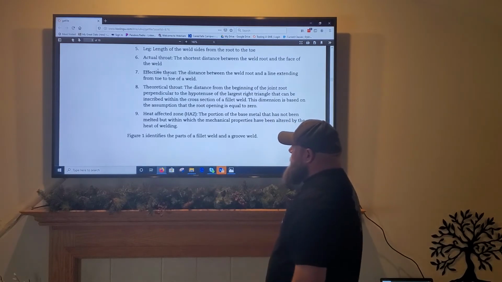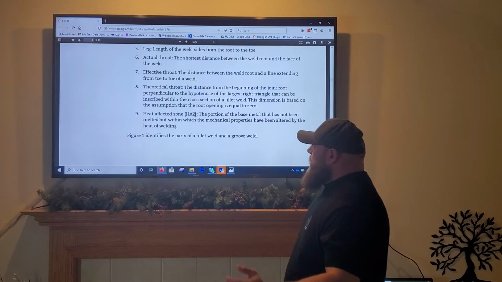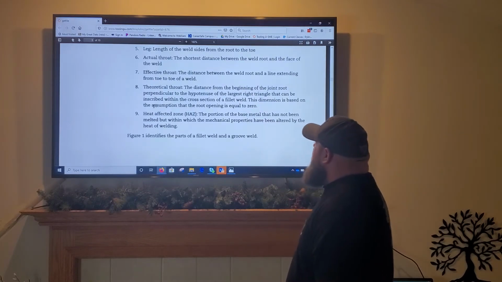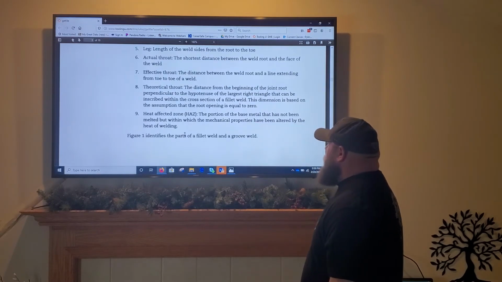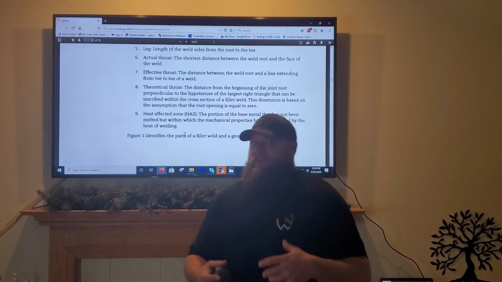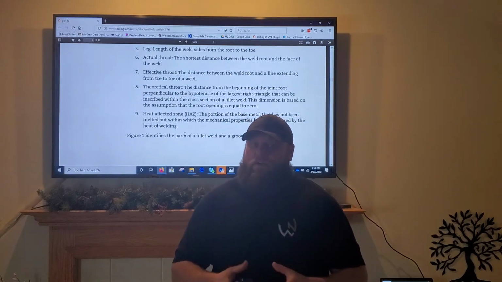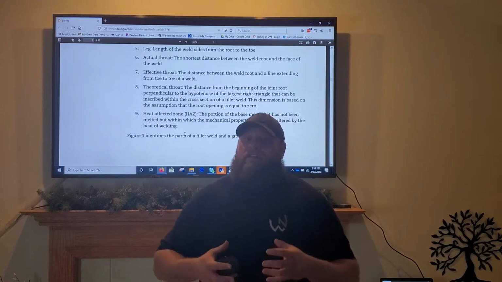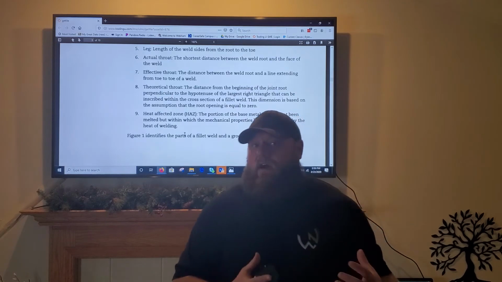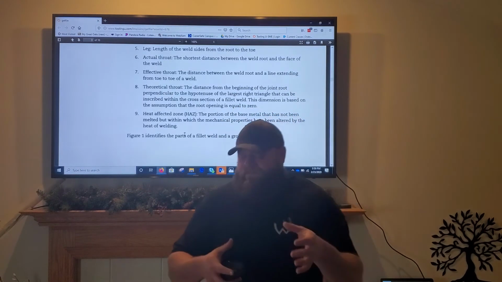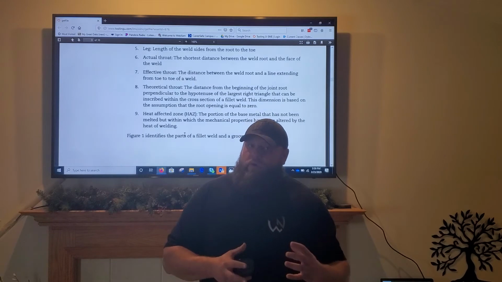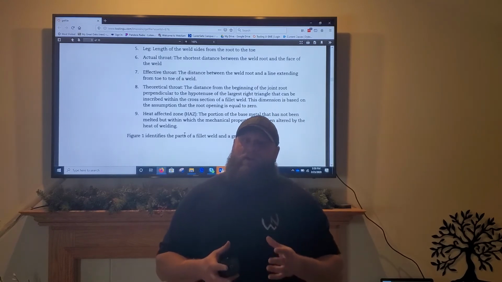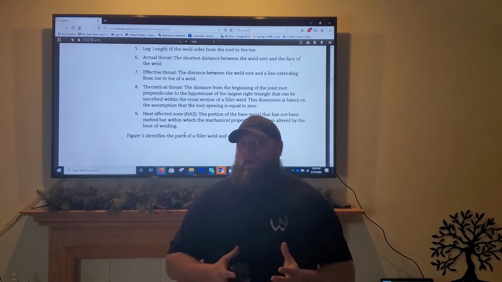The heat affected zone, otherwise known as HAZ, is the portion of the base metal that has not been melted, but within which the mechanical properties have been altered by the heat of the welding. So it's not the part of the weld that's been directly melted or the filler itself. It's the area around that weld that has been mechanically altered due to the heat of the weld. So that area that's been heated up and then cooled, those mechanical properties have been altered in that heat affected zone because of that welding.